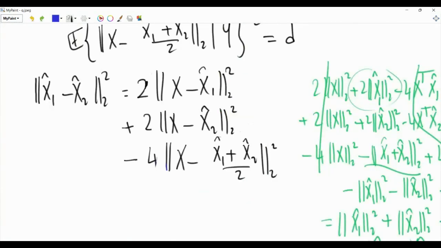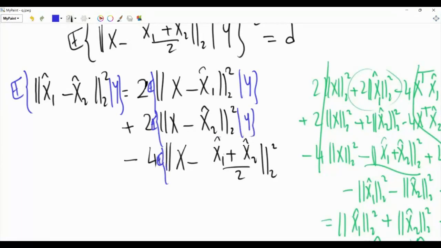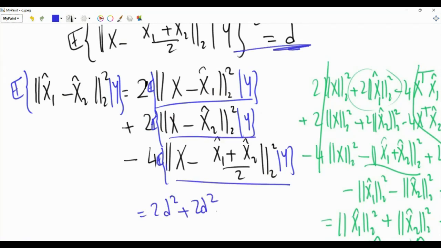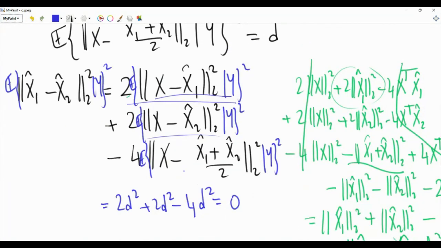Now, take expectation of both sides given y. Here we have expectation given y on each term. What is this? This is the minimum mean squared error, that's d squared. This is also d squared. And this one, we have just shown that it is d squared. So this is equal to 0. The expectation given y of the L2 norm squared of the difference between x1 hat and x2 hat is 0.